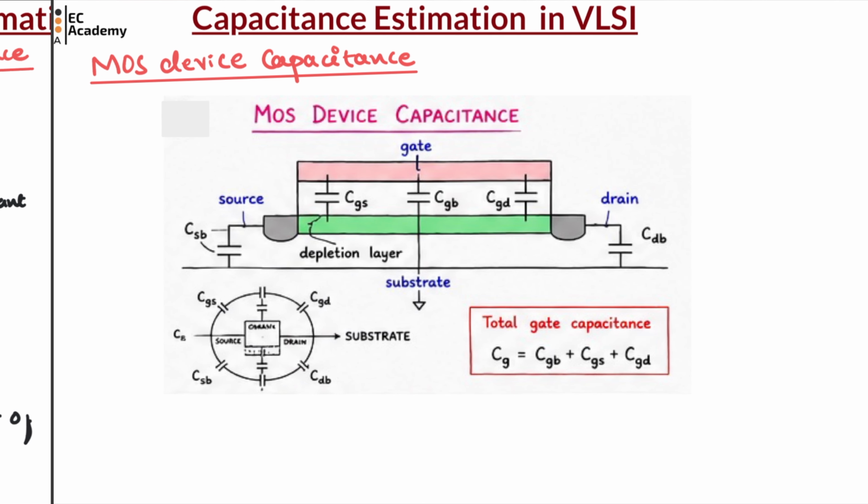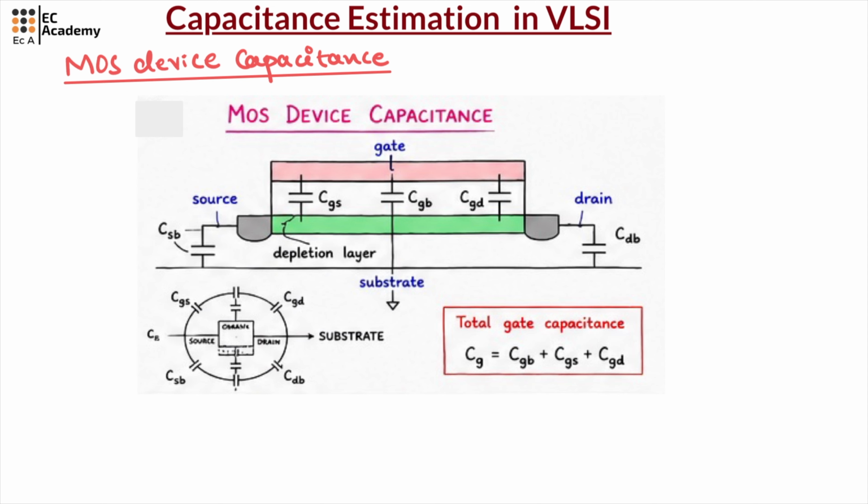Now let us understand the MOS device capacitance. If we look at this transistor, we have gate, source, drain and substrate, and there are several capacitors present inside this device. Between gate and source, we have CGS. Between gate and bulk, we have CGB, and between gate and drain, we have CGD, and also we have CSB between source and bulk, and CDB between drain and bulk.